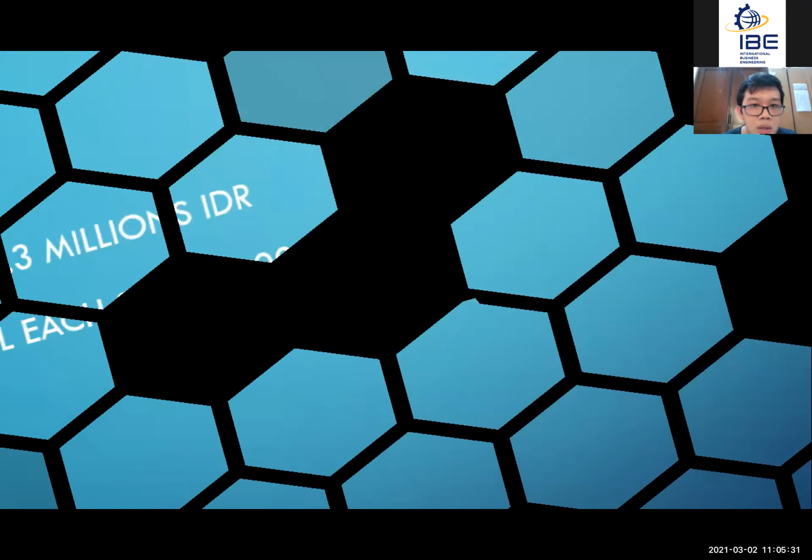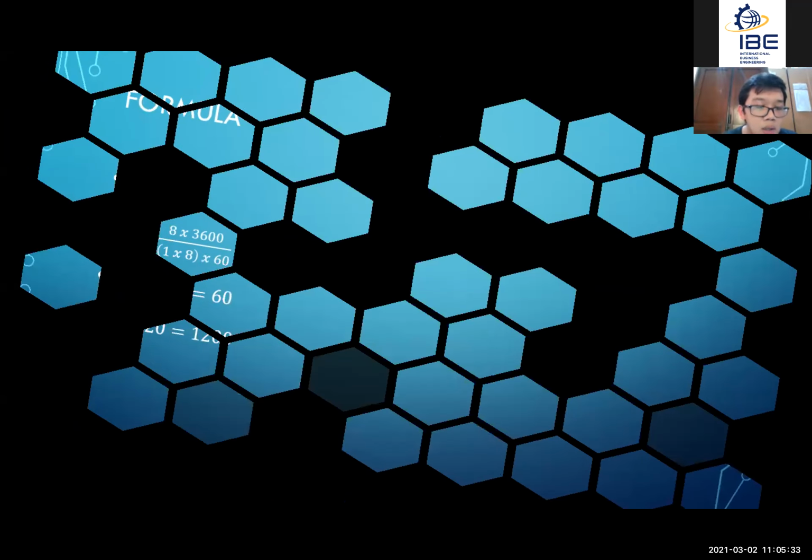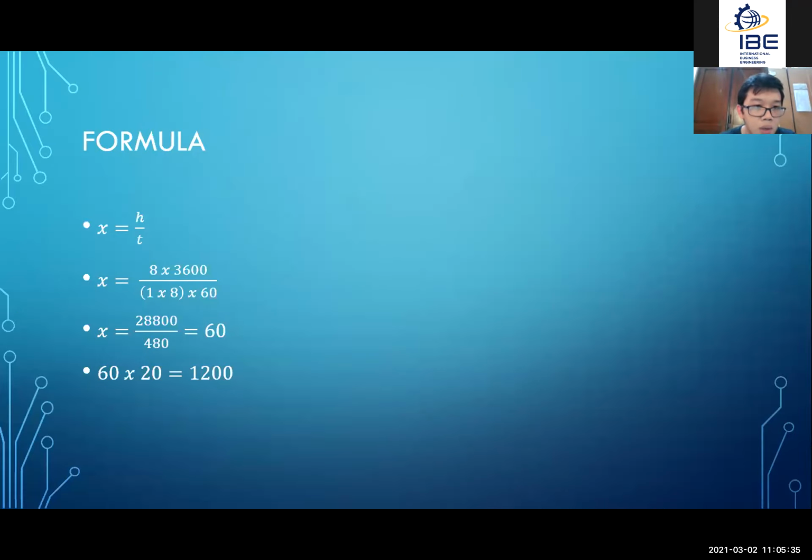And this is my formula: X is equal to H divided by T. X is the total shoes we can produce in each day, H is the total hours of workers in 1 day, and T is the total time at each station of making one shoe.